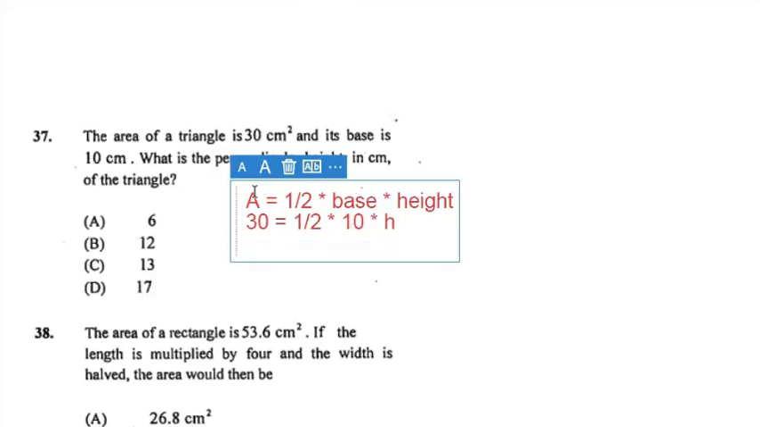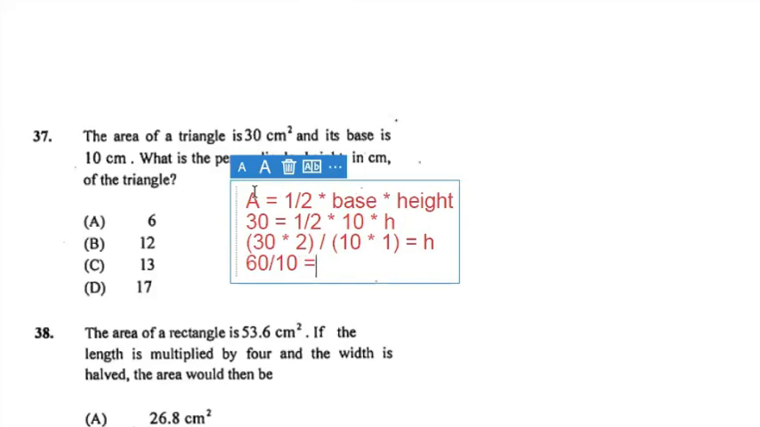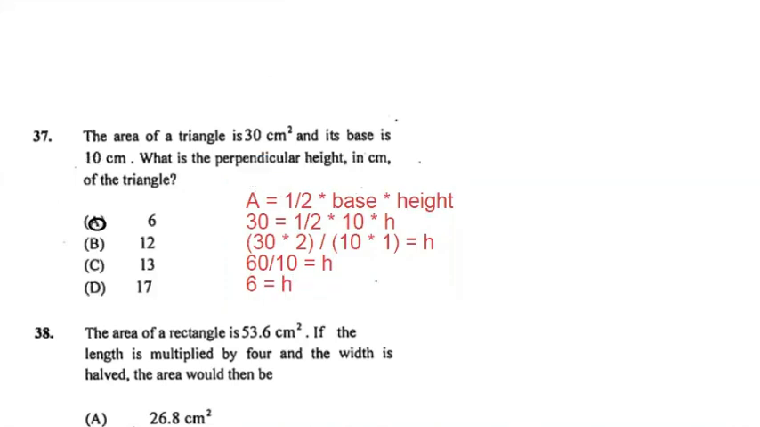So we're going to transpose the formula to make h, the height, the subject of the formula, and we're left with 30 multiplied by 2, and all of that is divided by 10 multiplied by 1 equals height. So it is 60 divided by 10 equals height, and that is 6 is equal to the height. So our answer for 37 is A.